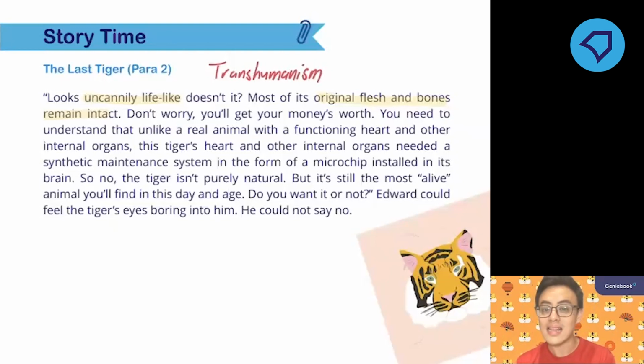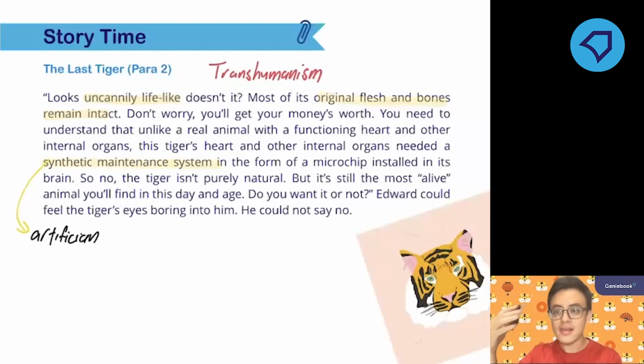You need to understand that unlike a real animal with a functioning heart and other internal organs, the tiger's heart and other internal organs needed a synthetic maintenance system. Okay, I'm going to highlight for you this word, synthetic maintenance system. Synthetic, boys and girls, means that this maintenance system is artificial. His heart, his lungs, his organs are all operated not from his brain, not because he's alive, but because there's a computer inside his brain telling it to move, telling these things to beat.